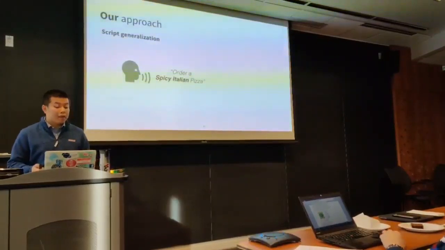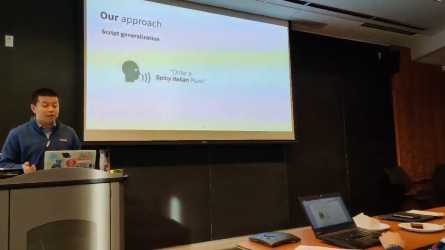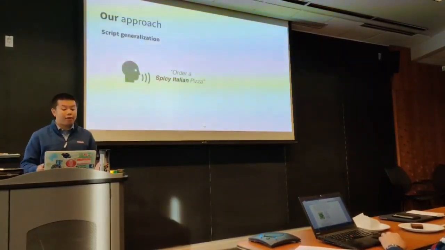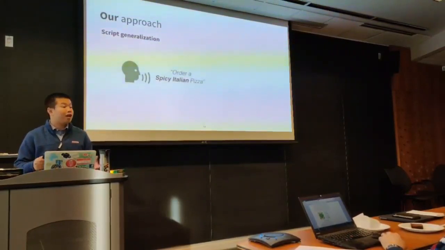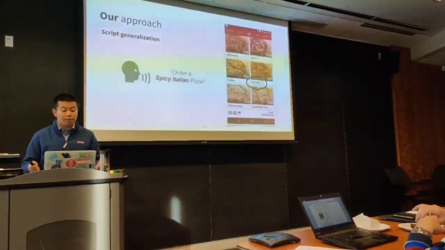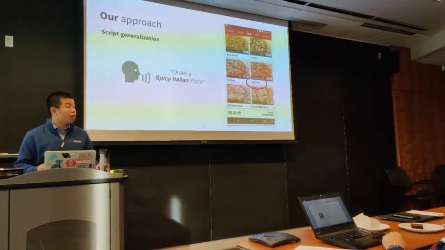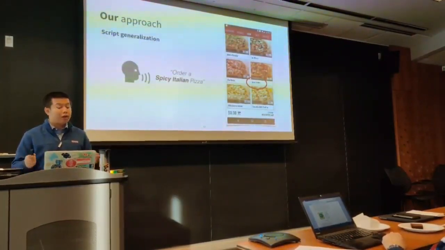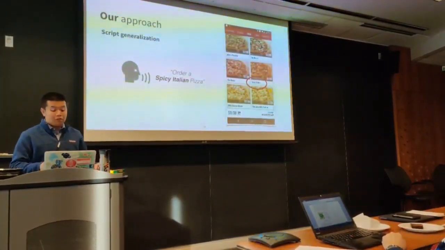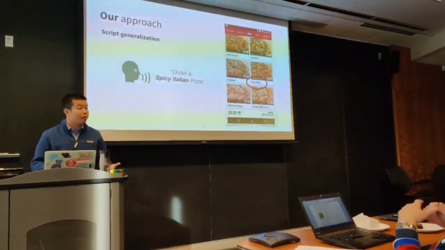An emphasis of my work is generalization. In this version of Sugilite, it generalizes the script by identifying parameters and their possible values using a combination of the user's natural language command, the demonstrated actions, and the structures of app screens. For example, suppose a user is demonstrating for a task, order a spicy Italian pizza. When the user reaches this menu in the Papa John's app, we can see that the user will click on this option that has a text label, spicy Italian.